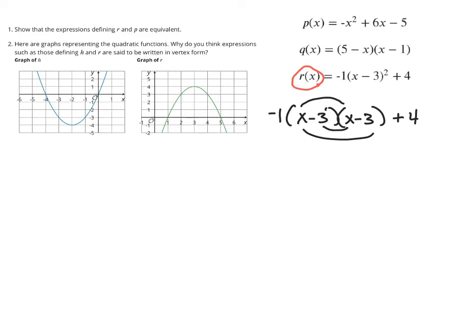First, outer, inner, last. So first times first is x squared. Outer is x times negative 3. Inner is x times negative 3. And last is plus 9. Collect like terms. I have negative 3x, negative 3x. If I add those together, I get negative 6x.